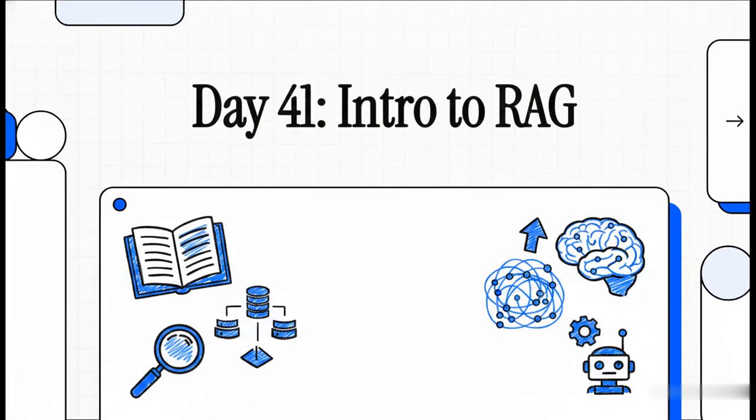Okay, let's dive into this. Welcome to today's explainer. Today, we're tackling an absolute game changer in the tech space. We're talking about Day 41: Retrieval-Augmented Generation, or as we all call it, RAG. This is a massive topic, and it's literally reshaping how we build AI.